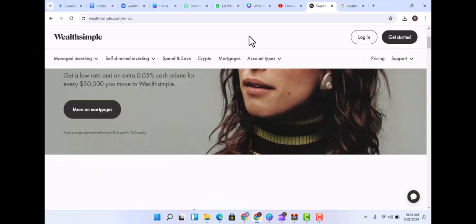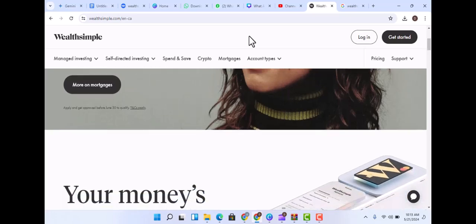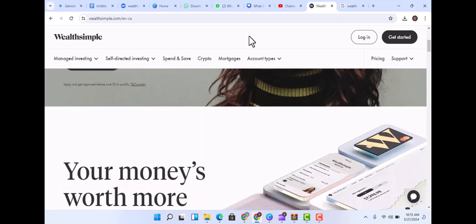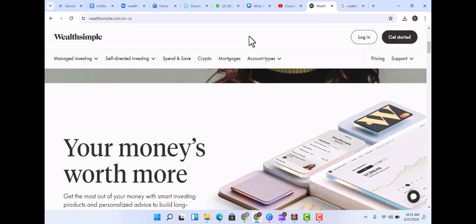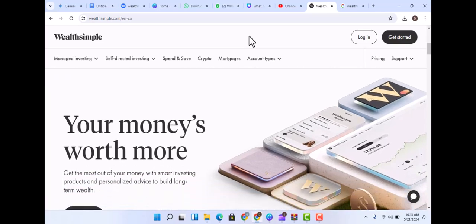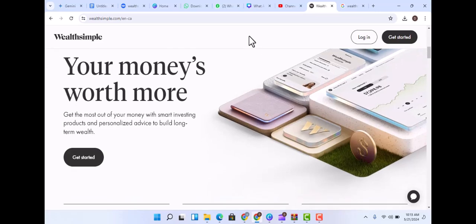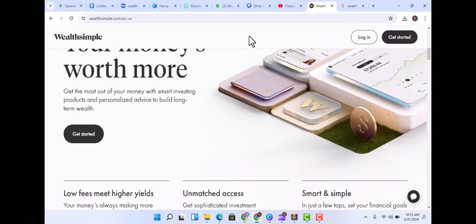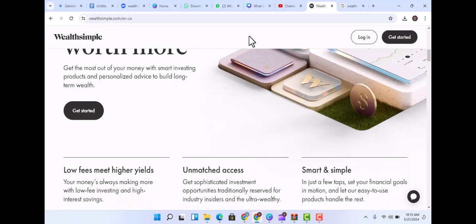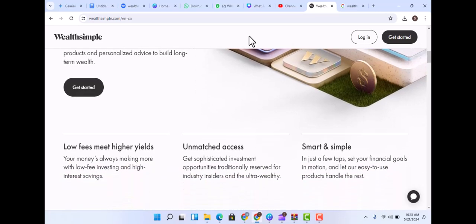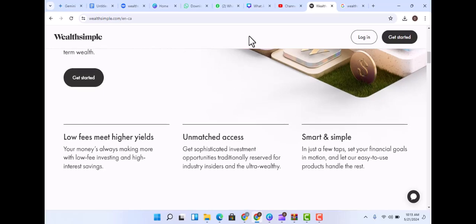Step 2. Realize the loss, selling the investment. Once you've identified an investment in a loss position, the next step is to sell it. This is where you convert that unrealized loss into a realized loss. On Wealthsimple, selling an investment is as simple as clicking a few buttons. Select the investment you wish to sell, enter the quantity, and confirm the transaction.